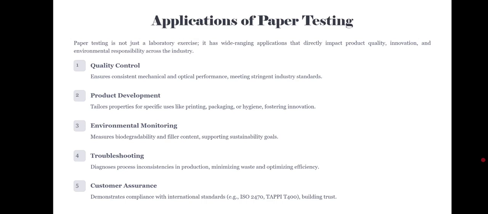Let's look at why paper testing is important in the real world. Testing impacts several areas, which include quality control, which ensures the standards and consistency; product development, which enables innovation for diverse applications; environmental monitoring, which tracks biodegradability and chemical safety; troubleshooting, which identifies production issues quickly; and customer assurance, which meets ISO and TAPPI standards, building trust.